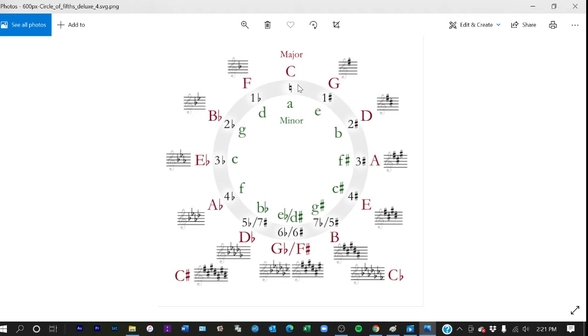Now, instead of counting up, I'm just going to assume that that math works, and I'm just going to jump right to G. And then I'm going to jump to D. And I'm going to jump to A.